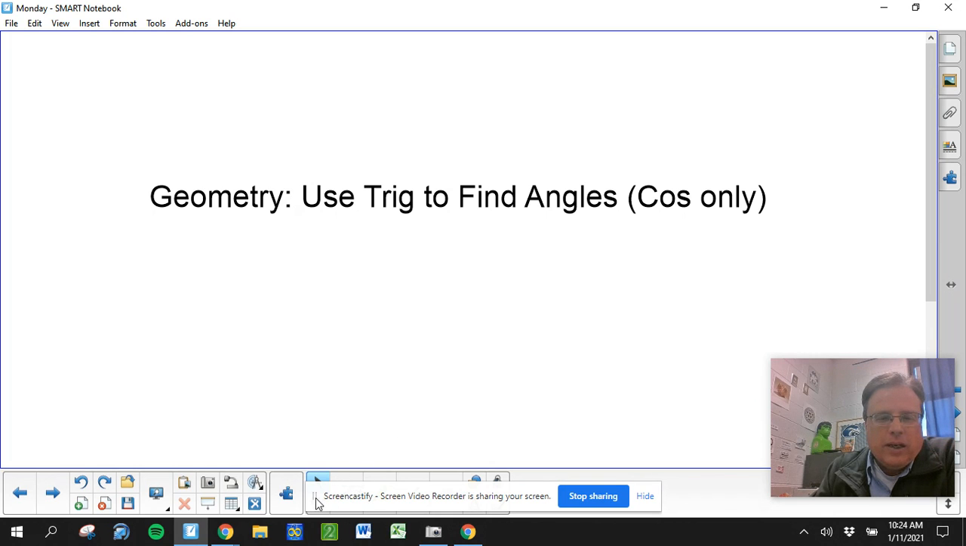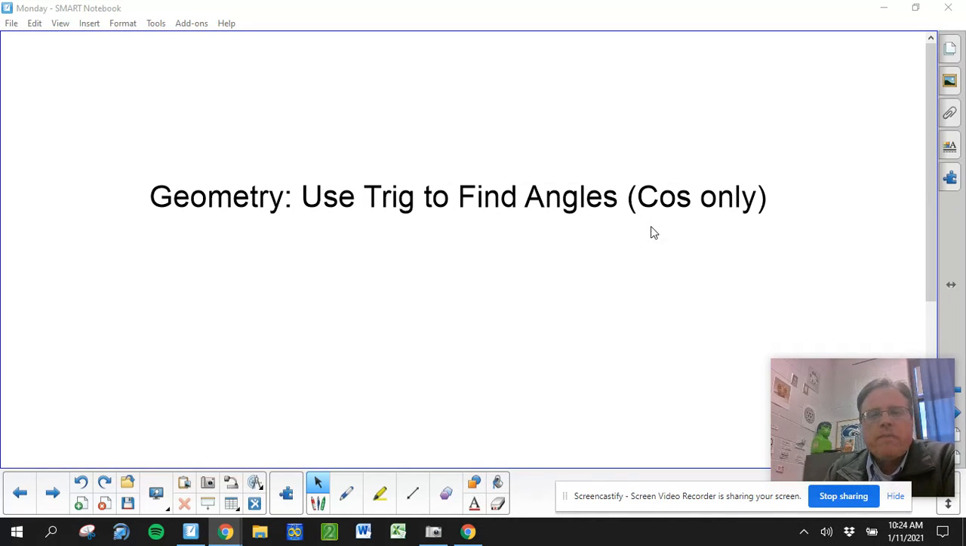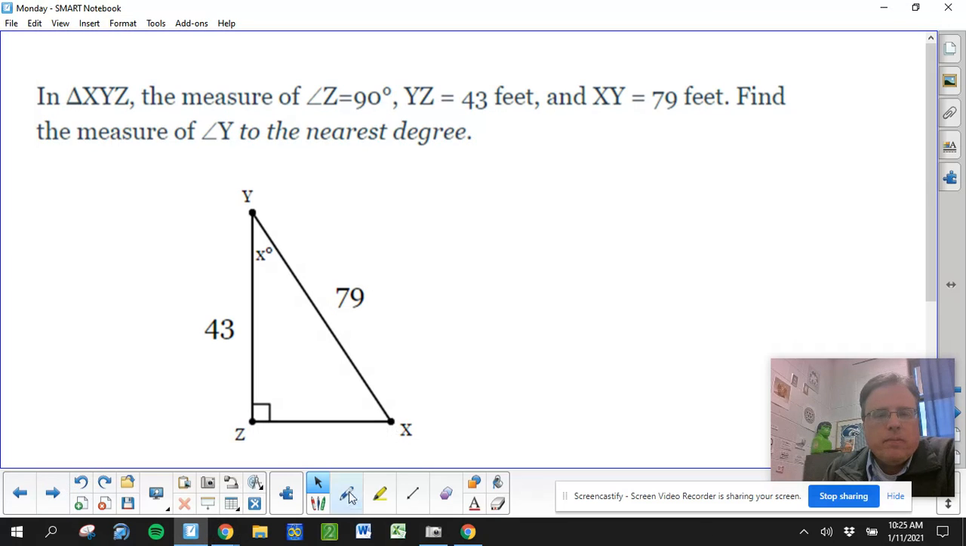Today we are looking at geometry. Use trig to find angles, cosine only. Previously we did these with the word sine, so this shouldn't be too much of a new idea to us. All right, so here's our problem.